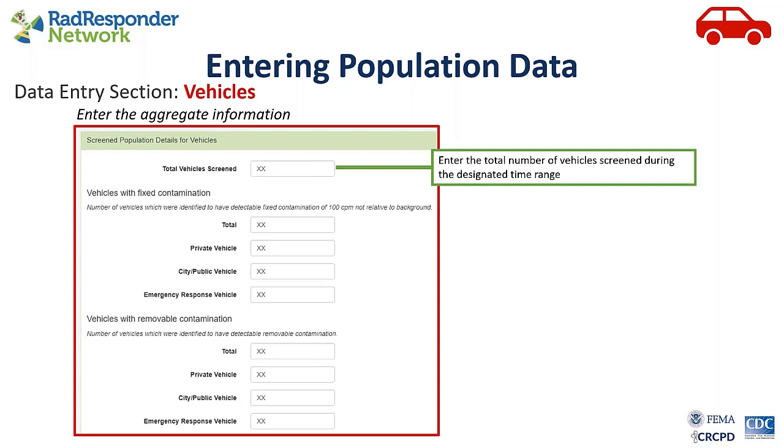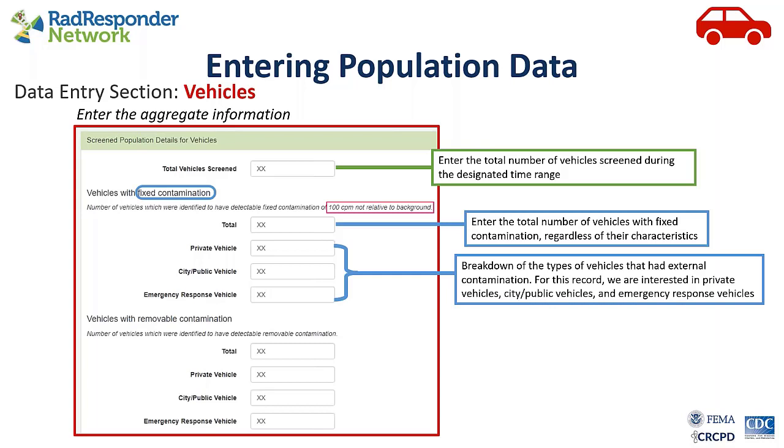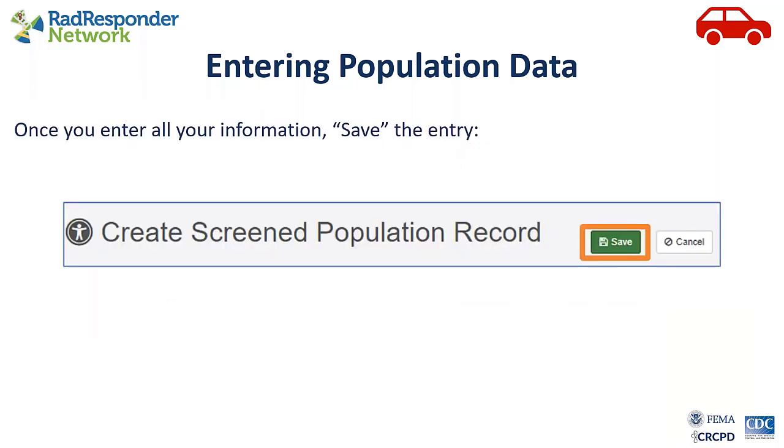You'll then enter the total number of vehicles screened, those with fixed contamination, and then the individual characteristics and the breakdown of those vehicles that had fixed contamination. You'll continue this pattern and you'll save your record.